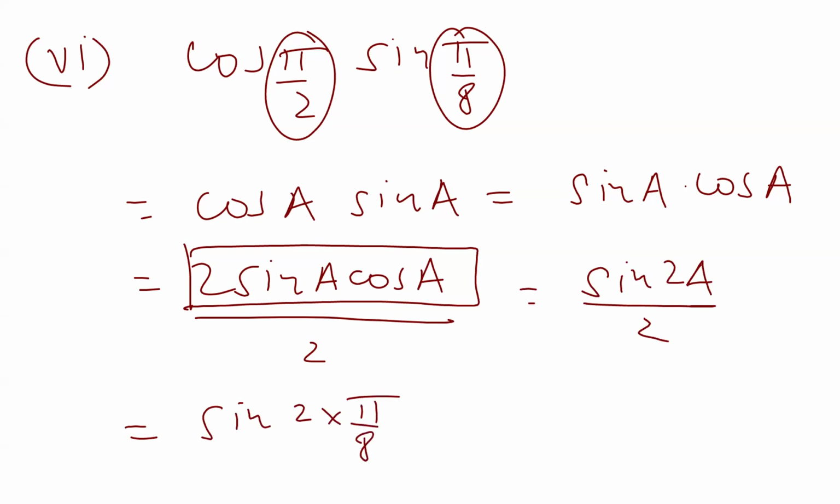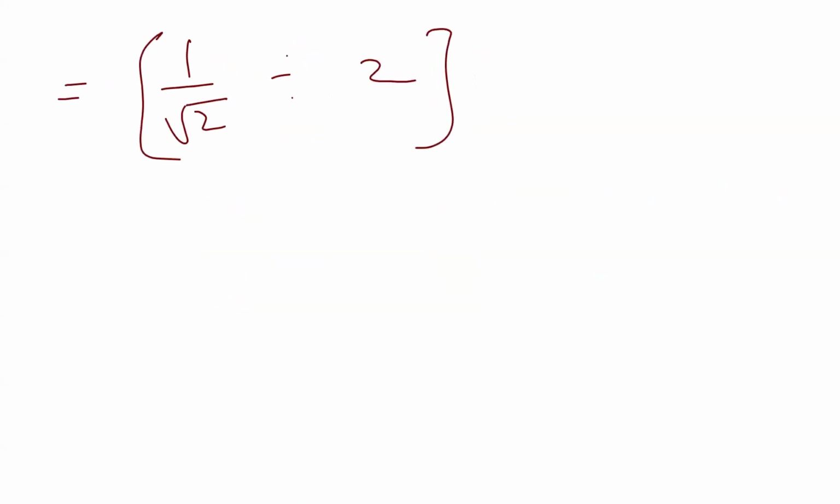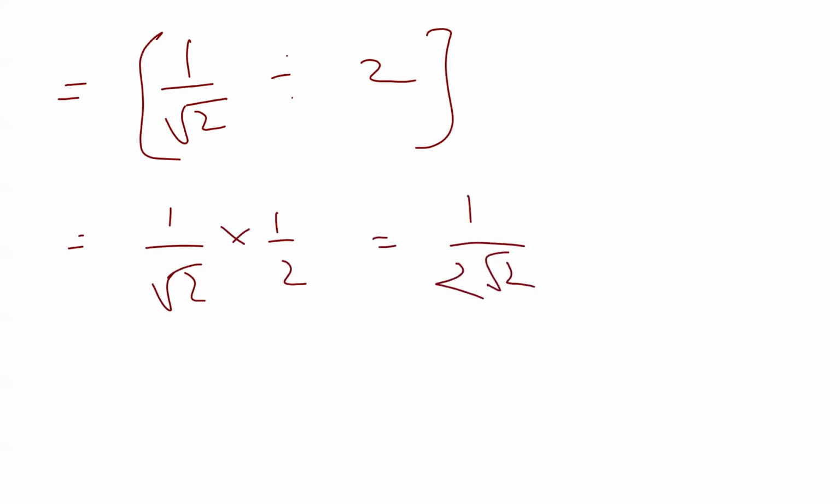Okay. I think I have copied this wrong. Sorry. This is 8 over here upon 2. So this is sin pi by 4 upon 2, which is sin 45 upon 2. Now sin 45 is 1 by root 2, divided by, there is a 2 in the denominator. So 1 by root 2 into 1 by 2, which is 1 by 2 root 2. Fine. Let us go to question number 7.